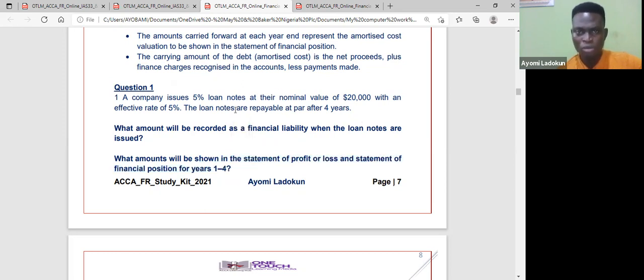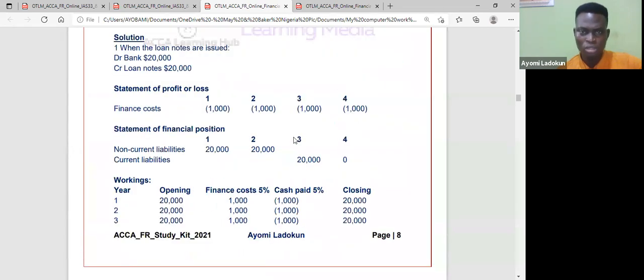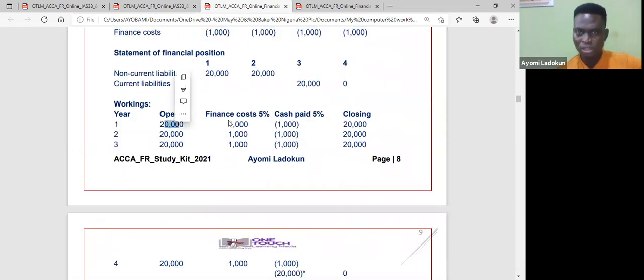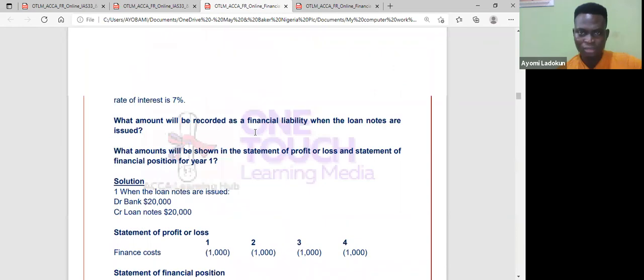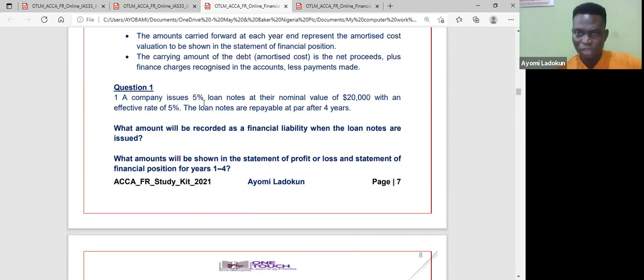Okay, so what do I do here? Did I incur any cost? No. So he said, what amount to be recorded as a financial liability? So I have to do my table. Okay, so all you're going to do is, you do your table again. The opening is 20. You charge 5%. They told us it's 5%. Now listen. For the interest, where's the question? For the interest, it said 5% loan notes at a nominal value. So you apply 5% on that loan note. That's the interest you are paying.